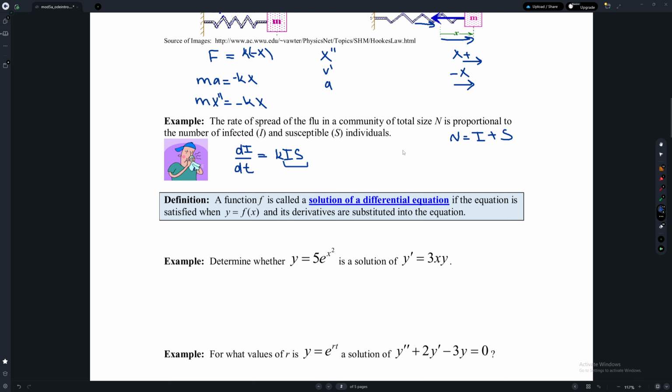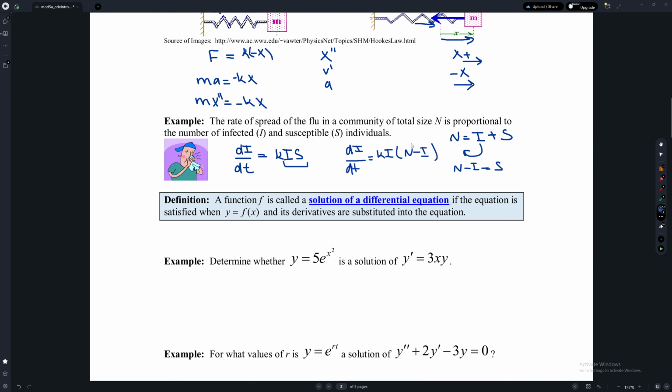Since we have a second equation, we can rearrange this. Take our I to the other side. This would be N minus I equals S. And so dI over dt equals our constant times I, and we replace our S with N minus I. And your N is constant because it's the total size of the community. Unless people are constantly giving birth, this stays constant.